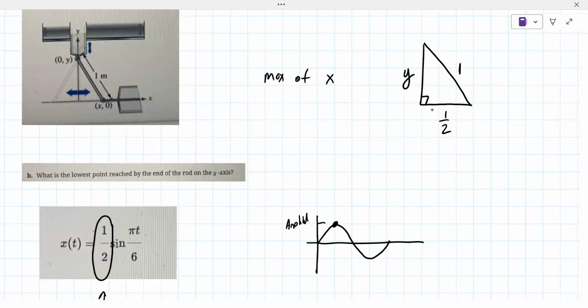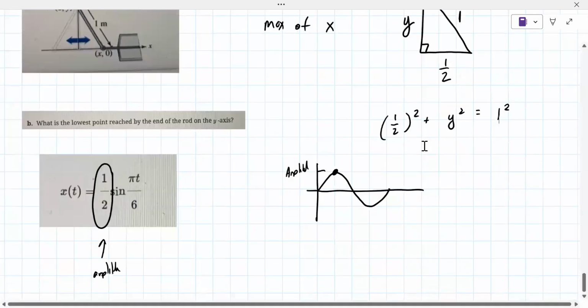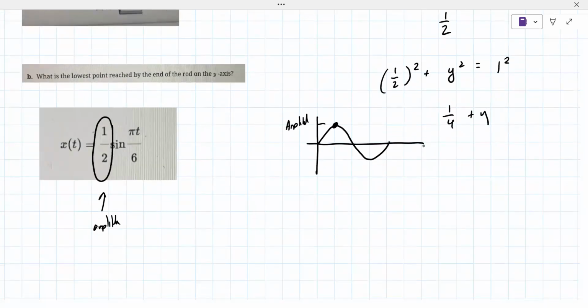Okay. So to find Y, we use the Pythagorean theorem. 1/2 squared plus Y squared equals 1 squared. 1/2 squared is 1/4, plus Y squared equals 1. Y squared equals 3/4. Y equals the square root of 3/4, which is the square root of 3 over 2. So that's the lowest point reached by the rod on the y-axis. Is that okay? Yeah. All right.